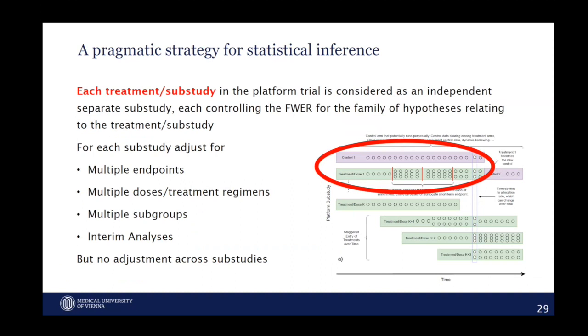Good, so it seems we're ending up with a very pragmatic strategy for statistical inference. Each treatment or substudy in the platform trial is considered an independent substudy, and each controls its own type 1 error. Within each substudy, just adjust for multiple endpoints, multiple doses, subgroup analysis, interim analysis, as you would do in a standard design, but you don't adjust for multiplicity across substudies. Good.